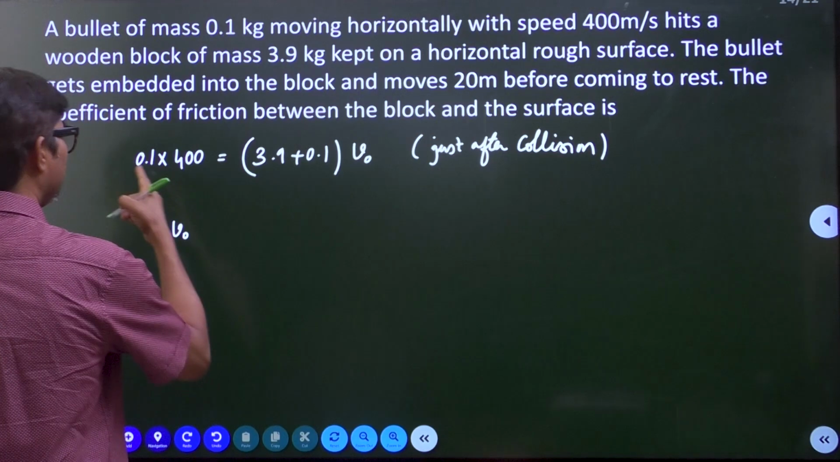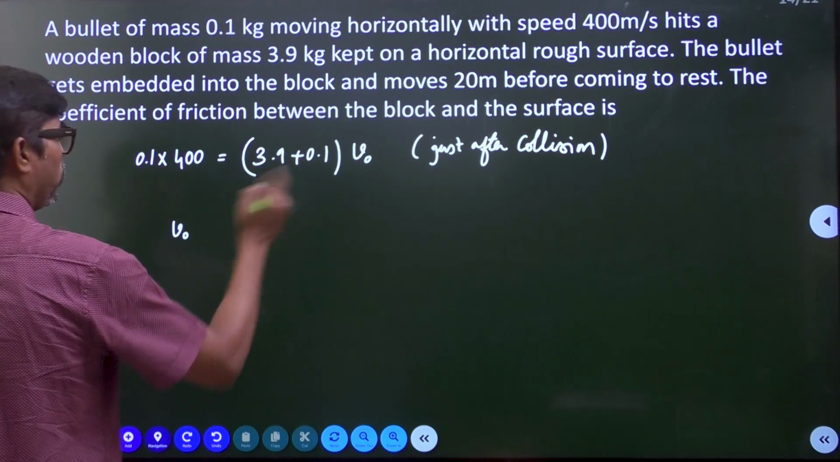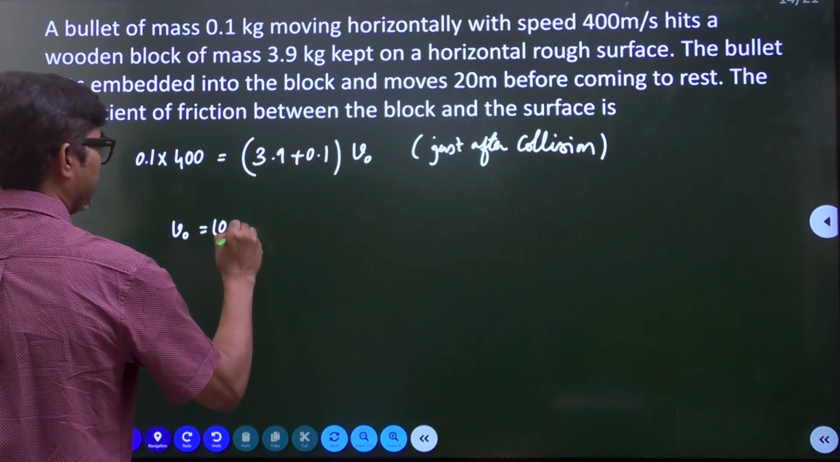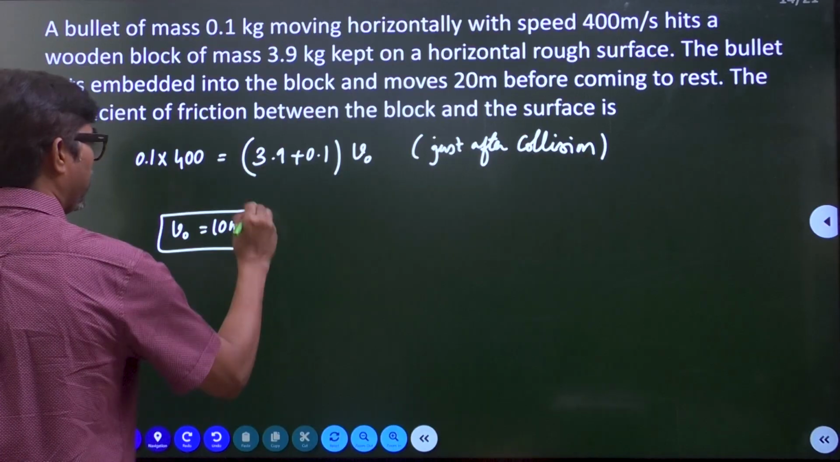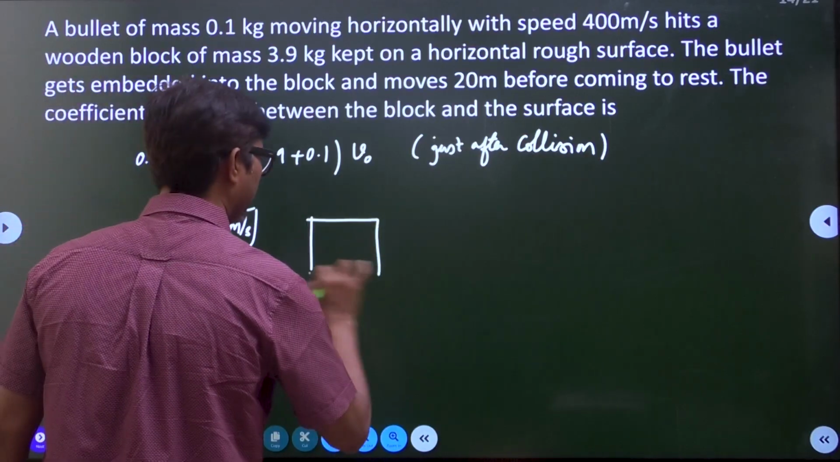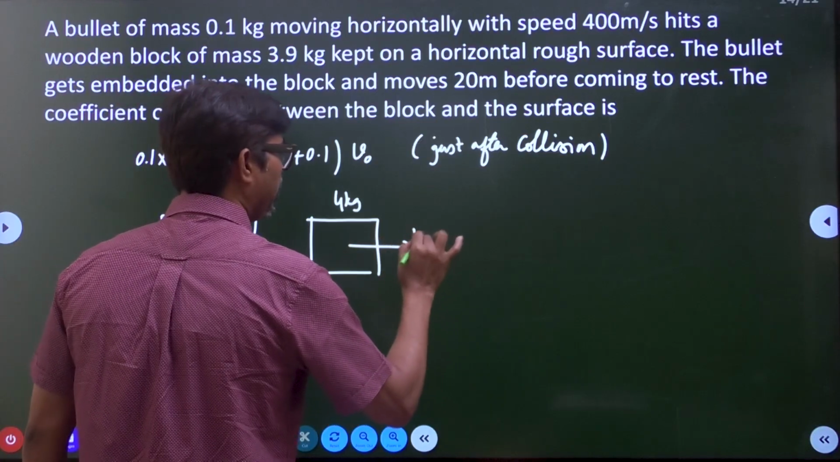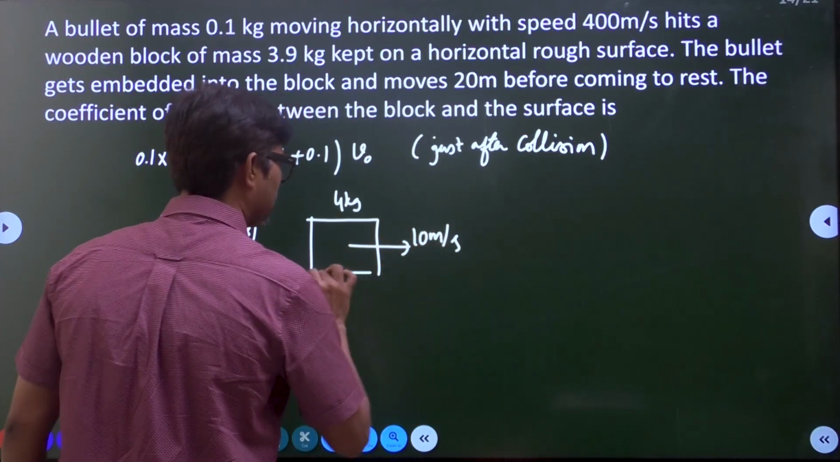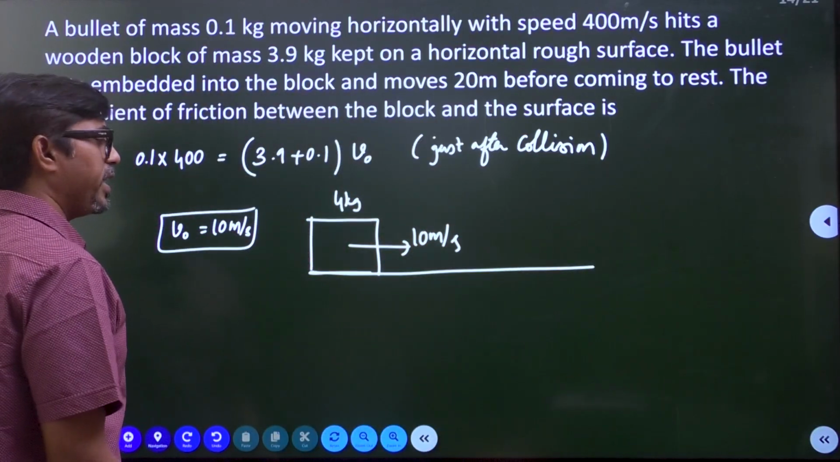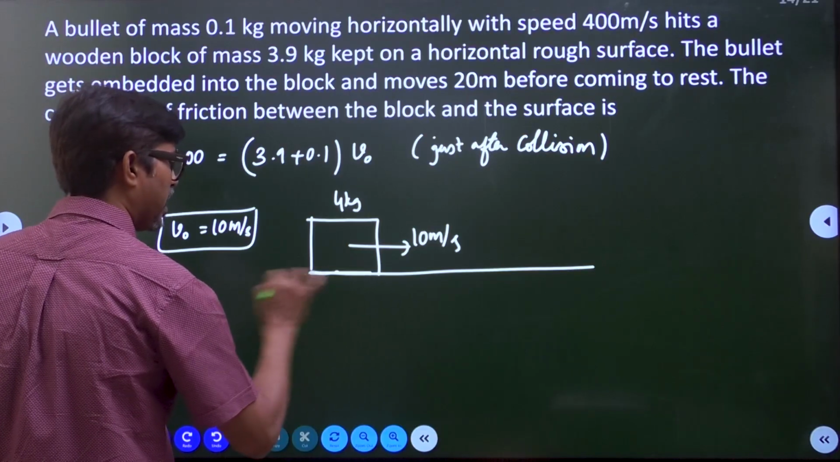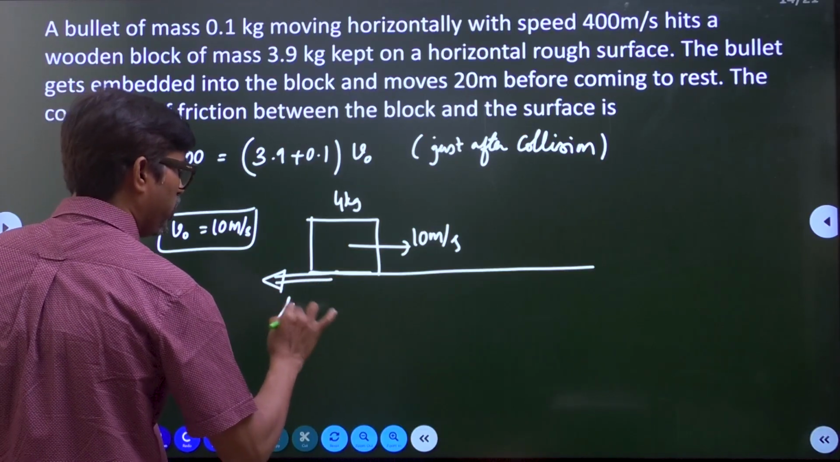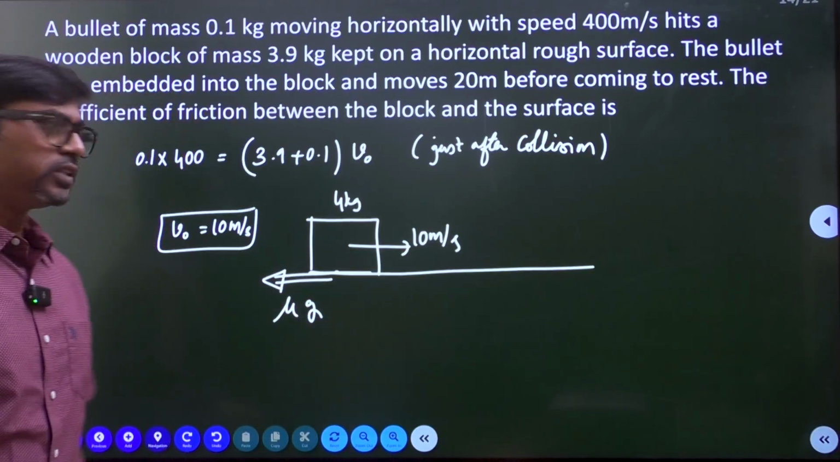V naught will be 40 by 4. You will get 10 meters per second. So it has got 10 meters per second velocity. Now the block, 4 kg in total, 3.9 plus 0.1, has a velocity of 10 meters per second. Now it is sliding on the surface. When it is sliding, it will experience an acceleration, and that is going to be mu g because of kinetic friction.